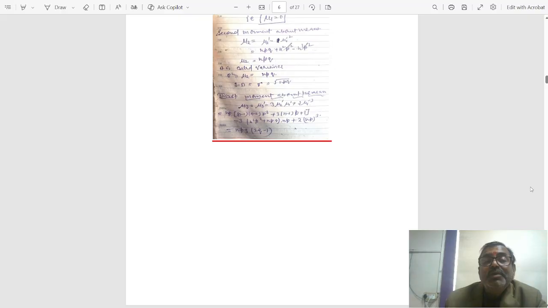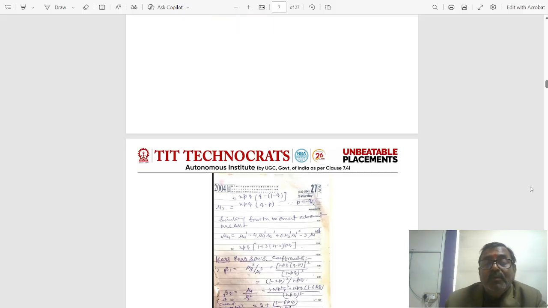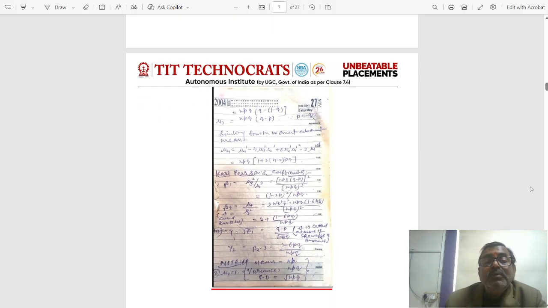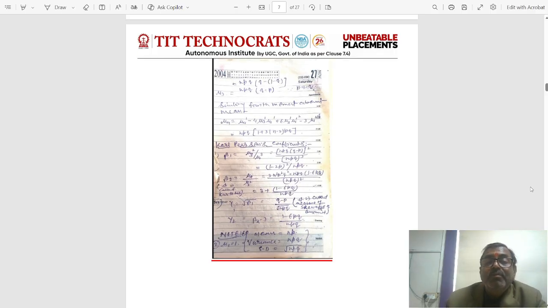Third moment about the mean: mu 3 equal to mu 3 dash minus 3 mu 2 dash mu 1 dash plus 2 mu 1 dash whole cube. Putting all the above values in these relations, we get the required solution: mu 3 equal to npq (q minus p). Similarly, we find the fourth moment about the mean, that is mu 4 equal to npq [1 plus 3(n minus 2)pq].